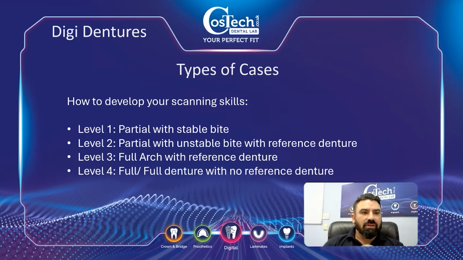Level 4, which is basically the final boss, is a full denture with absolutely no reference denture whatsoever. It's very rare that patients actually get to this point where they don't have a denture, but you will encounter it at some point. In that case, you just take a soft tissue scan and send it to the lab, and this is where it becomes two appointments, because we have to create the bite block.